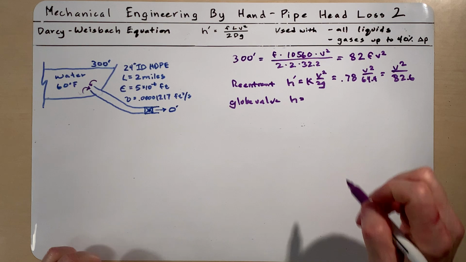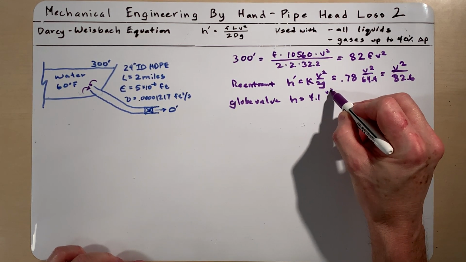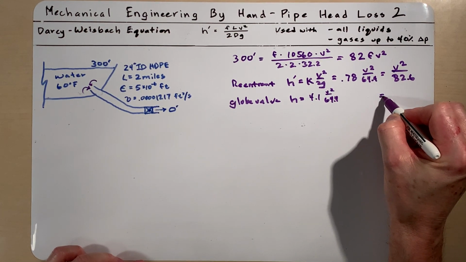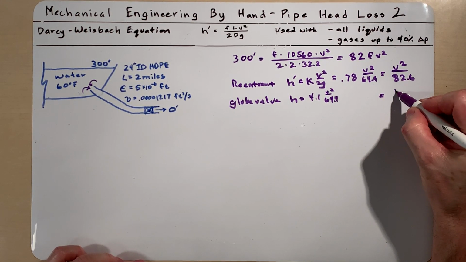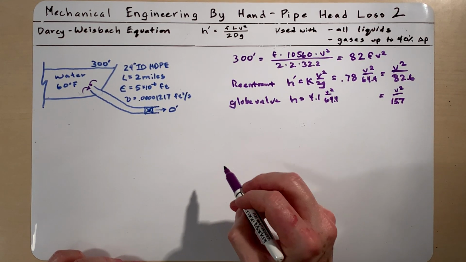Okay, so our K value was 4.1, V squared over 64.4, and that equals V squared over 15.7.